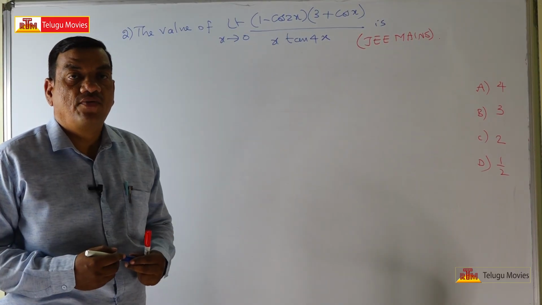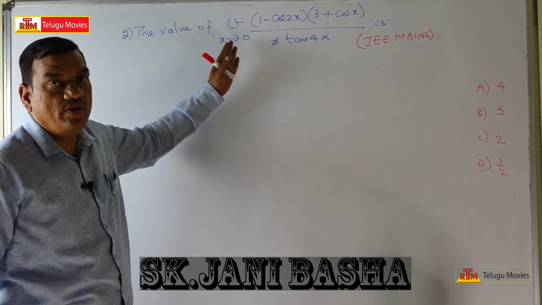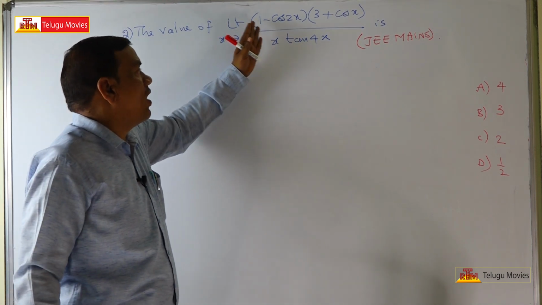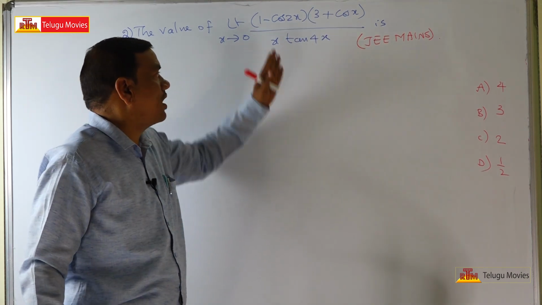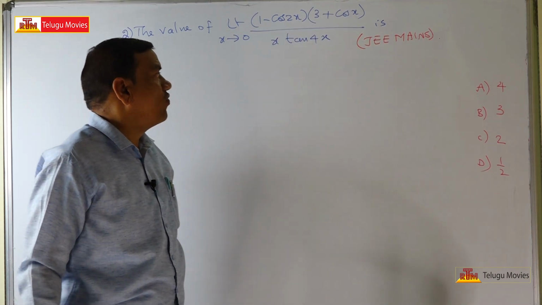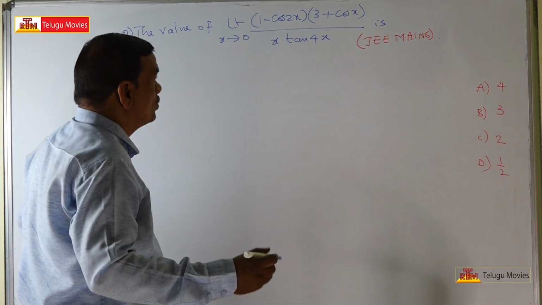Welcome to the second problem. The second problem is the value of limit as x tends to 0 of (1 minus cos 2x) multiplied by (3 plus cos x) upon x tan 4x. It's a very easy problem. Shall we start this solution?